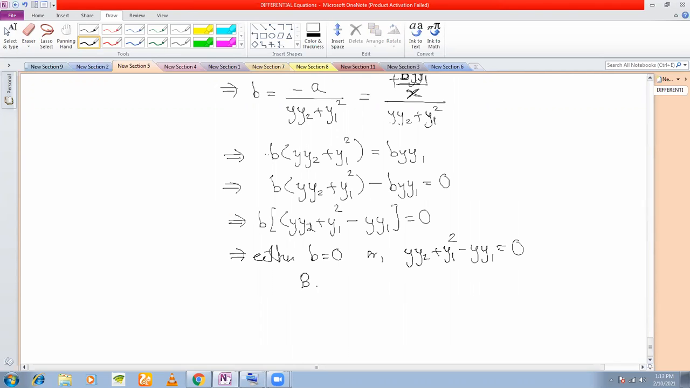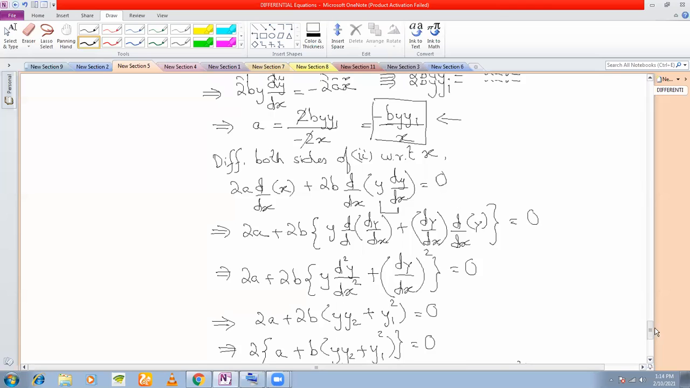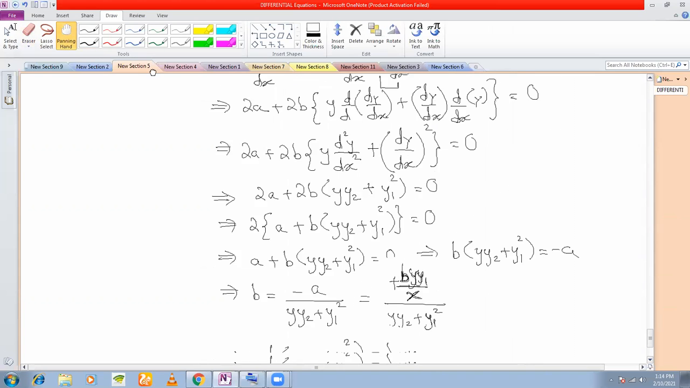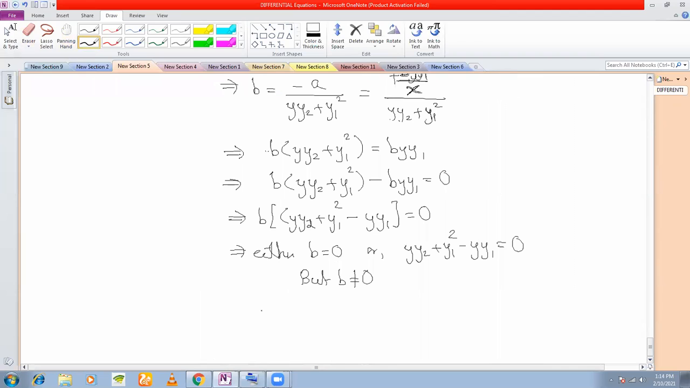But b is not equal to 0, isn't it? We cannot take b equal to 0, because if b is equal to 0, then what will happen? Then this equation will become simply a x square is equal to 1, isn't it? This equation will lose its importance if b is equal to 0. So therefore b cannot be equal to 0, right? So therefore if b is not equal to 0, hence y y2 plus y1 square minus y1 must be equal to 0.